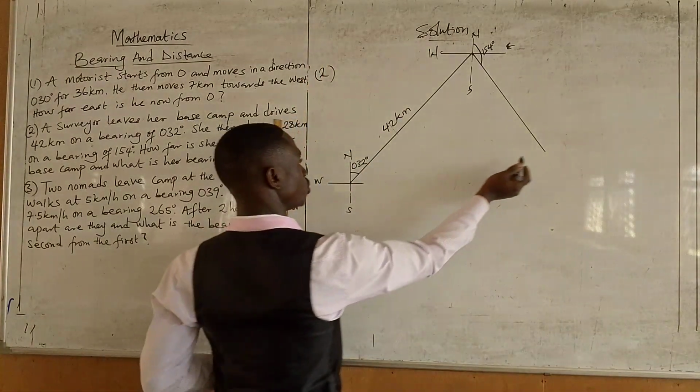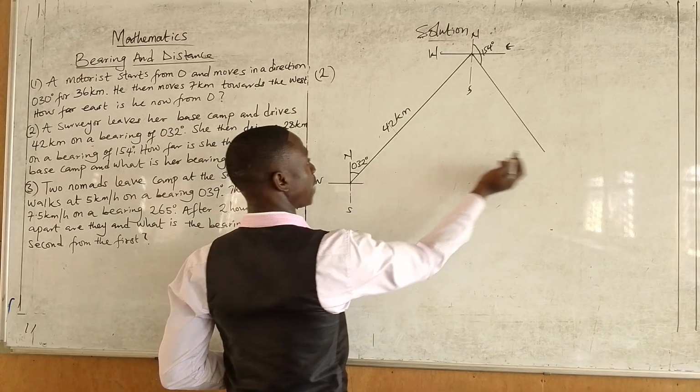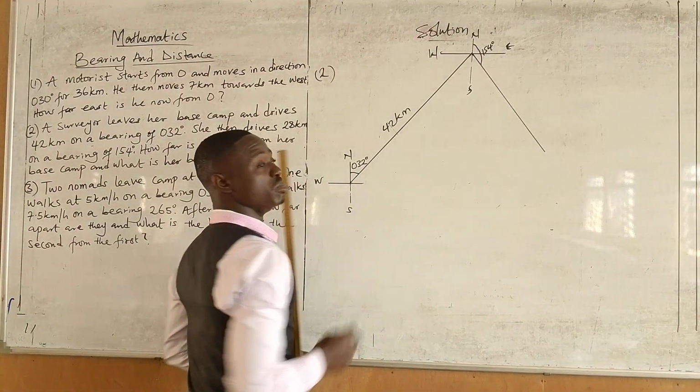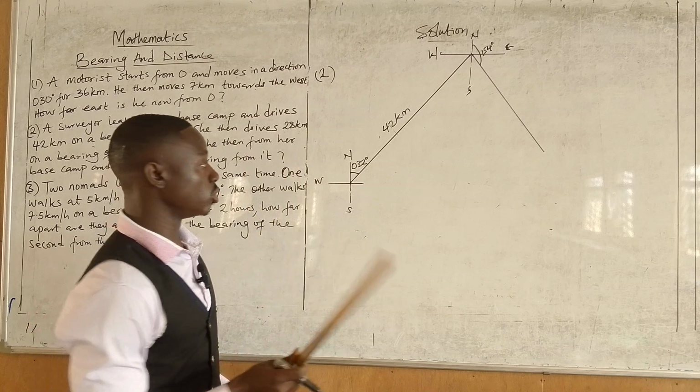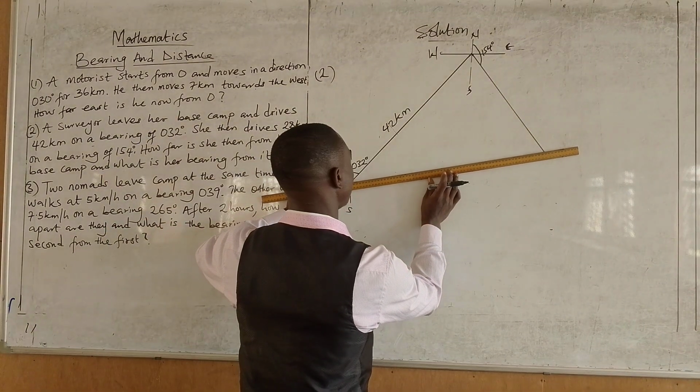Where you join this point to, if you join it from here to this place, another person joins it from here to here, you may not get the same answer. So you must be careful how you join your line, and it must be a straight line. It must be a straight line.